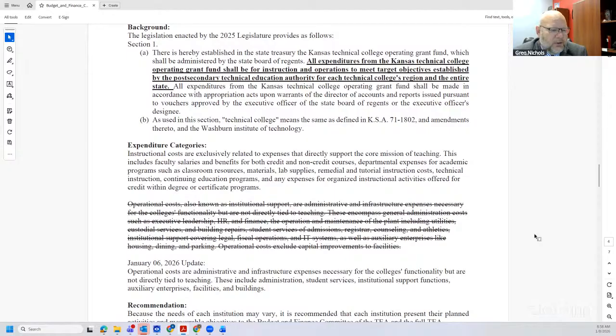Some of the things in the original strikeout, honestly, we didn't think should be included in the use of the technical college operating grant. We do have colleges that do have athletic programs, but we didn't think that that would be a good use of this kind of funding. So we wanted to make sure to not include that, so that wouldn't irritate people across the street there.